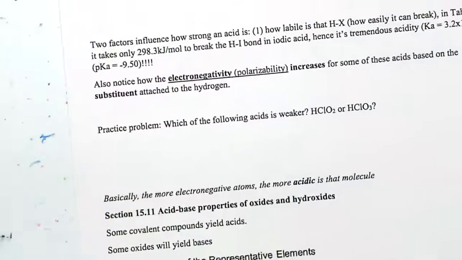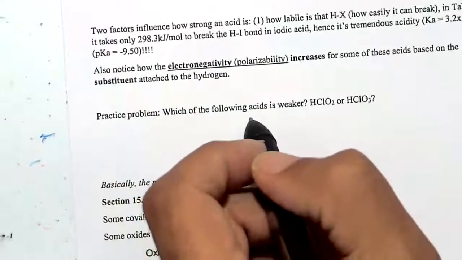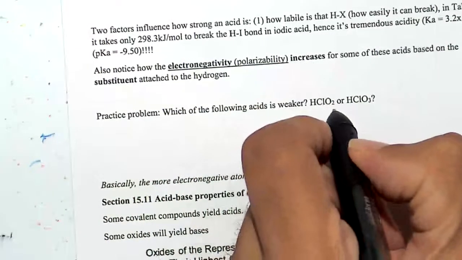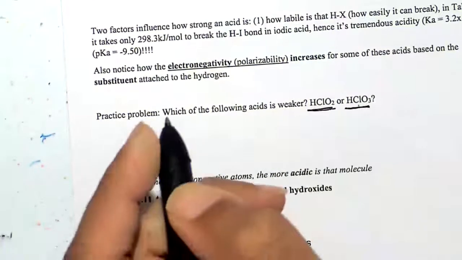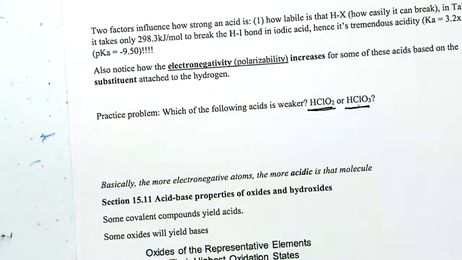All right, with that in mind, let's answer this question here. Which of the following acids is weaker? HClO2 or HClO3? Which one would be the weaker acid? Well, which one would be the stronger acid? One with 3 oxygens or 2 oxygens?